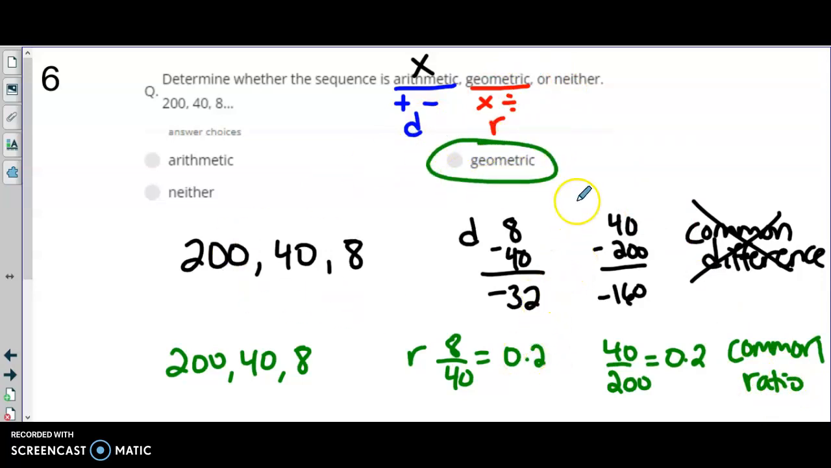If you had done both of these, you had done the common difference and there wasn't a common difference, and then you had found the common ratio and they were not the same answer, they did not have a common ratio, then you would pick neither. But in this case, it does have a common ratio, so it is geometric.